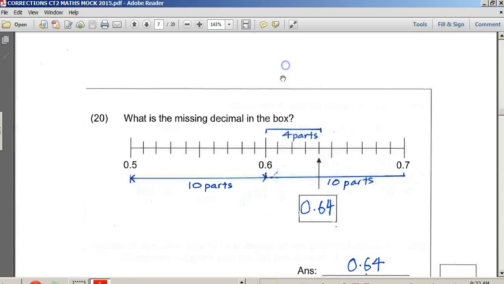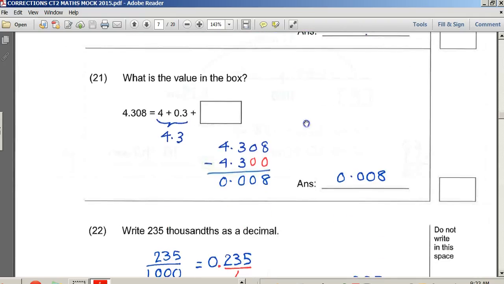Let's carry on. Okay, over here 0.6, 0.61, 62, 63, 64. Alright, so the answer is 0.64. Now over here, just this part is 4 plus 0.3, which is 4.3. All you have to do is take this total minus 4.3, and you should get your answer. So the total minus 4.3, just align the decimal. When you minus 4.3, just place this 20 here. You minus off, your answer is 0.008.